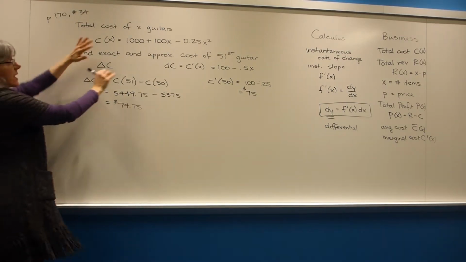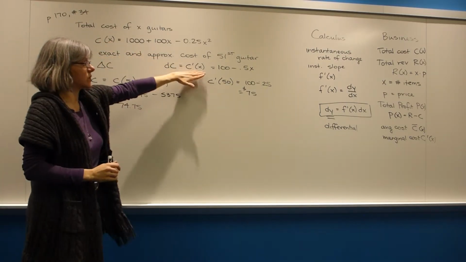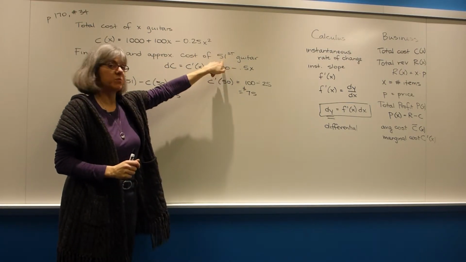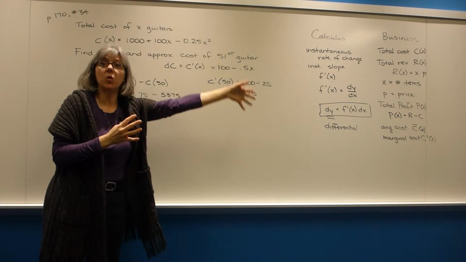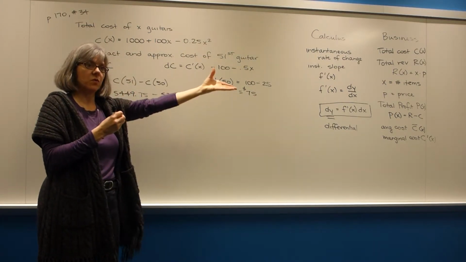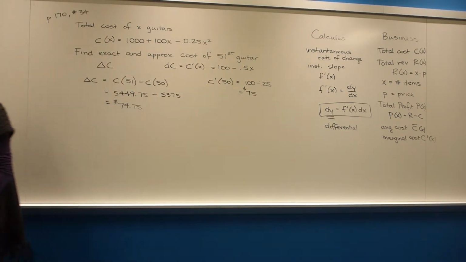So if I just say find the approximate cost, I just go straight to the derivative and I plug in, importantly, not 51, but the number, remember that's what I'm projecting for. So I'm starting at 50 and projecting for 51, so I start with 50. Okay, is that okay so far? All right, so let's look at another one.